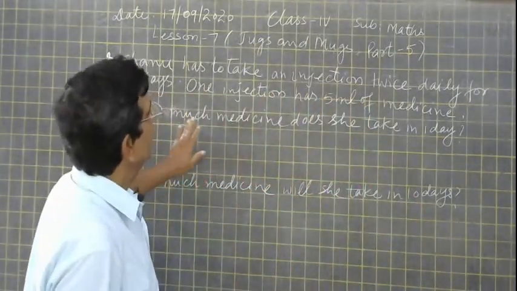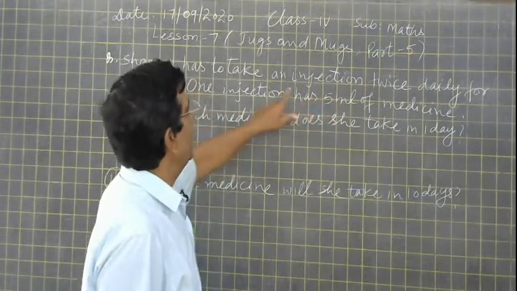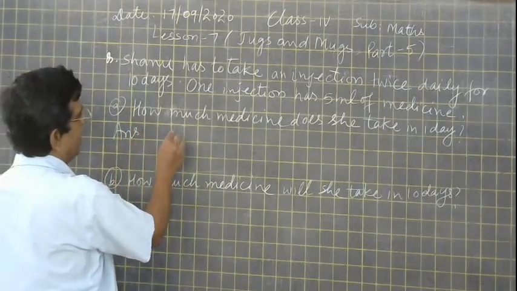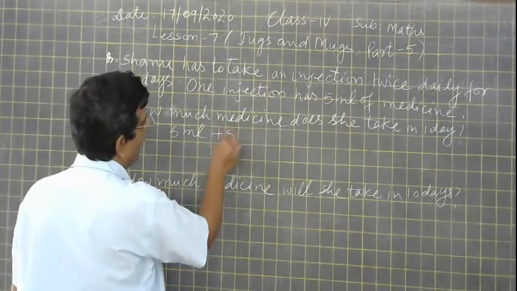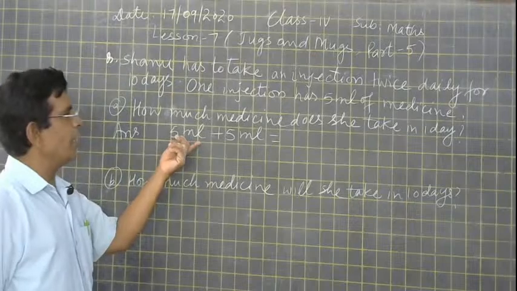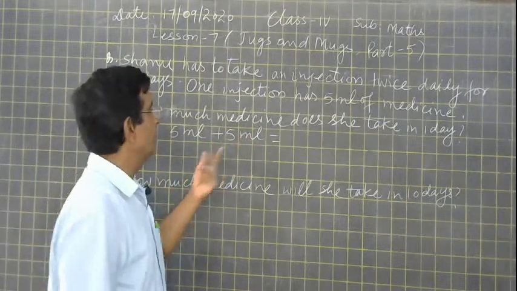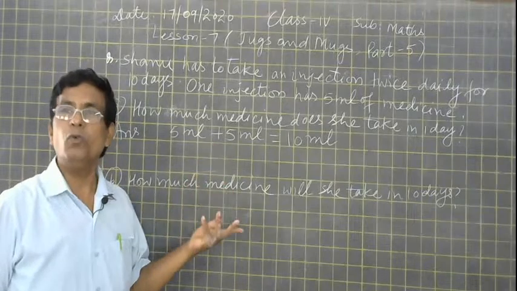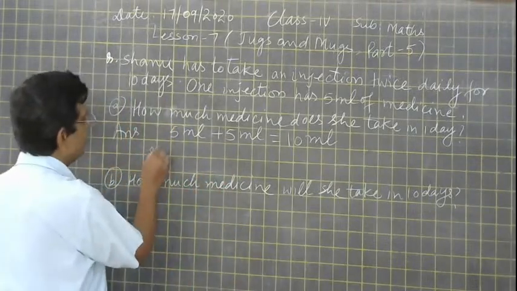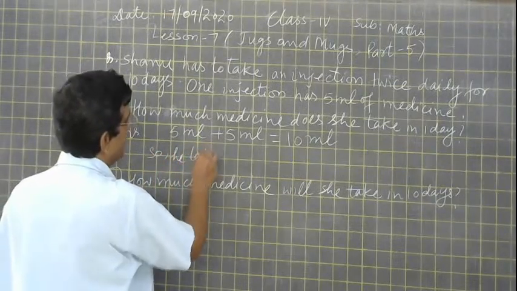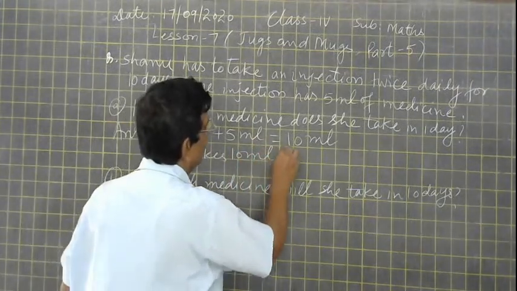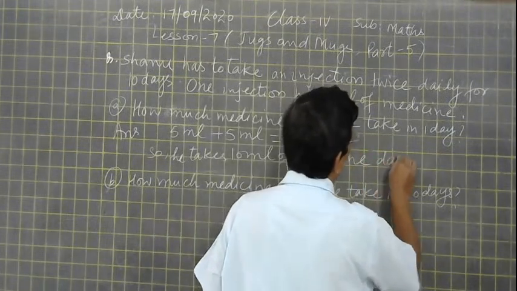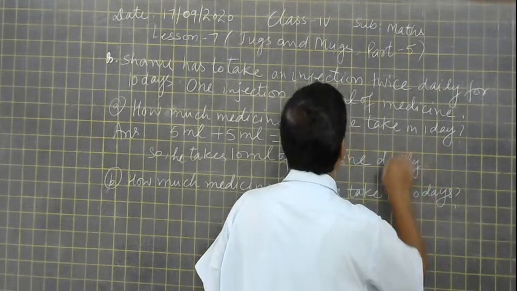So, here one injection carries 5 milliliter and he takes it two times. In one day he will take 5 milliliter plus 5 milliliter, this is the morning and this is the evening, twice daily. That will be equal to 10 milliliter, or you may multiply 5 milliliter by 2, that also you can get. So, he takes 10 milliliter of medicine daily, or in one day. This is the first answer.